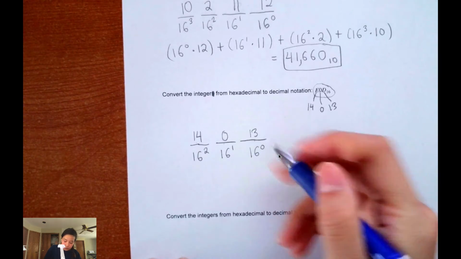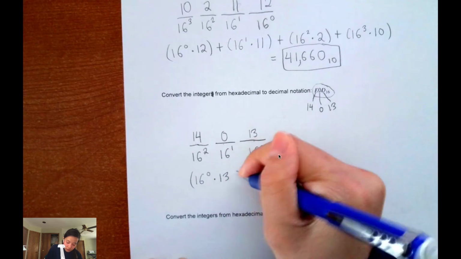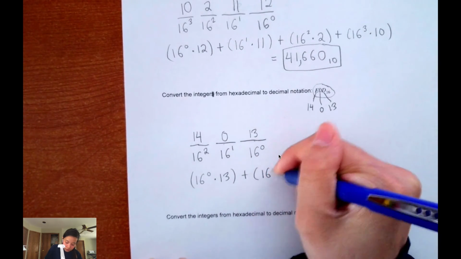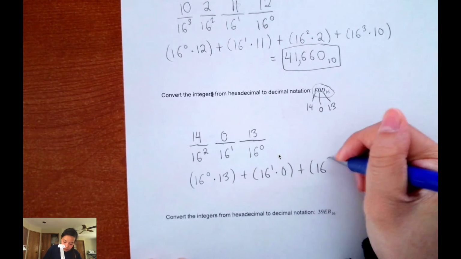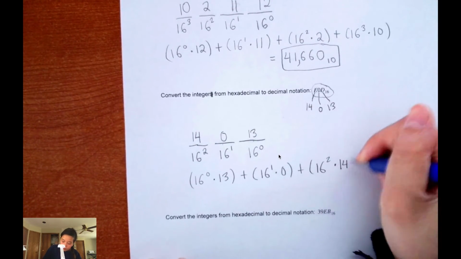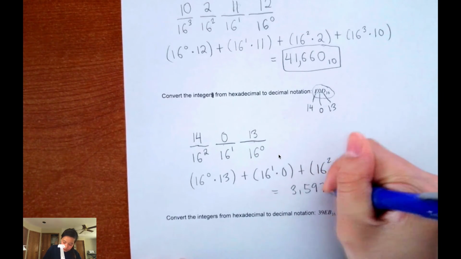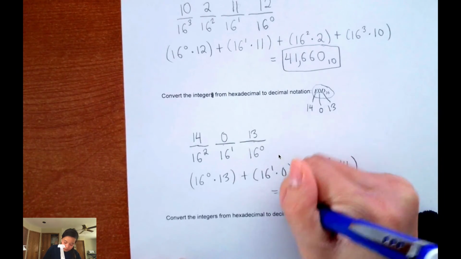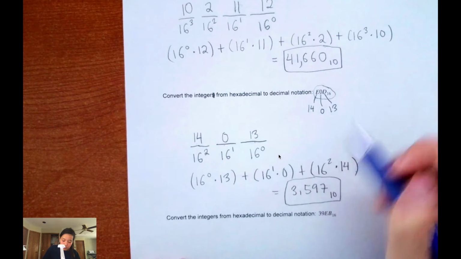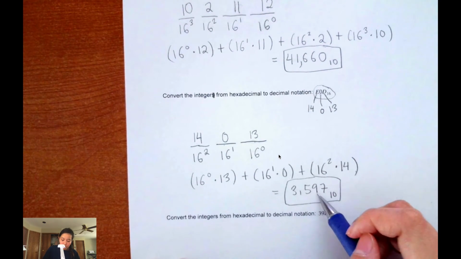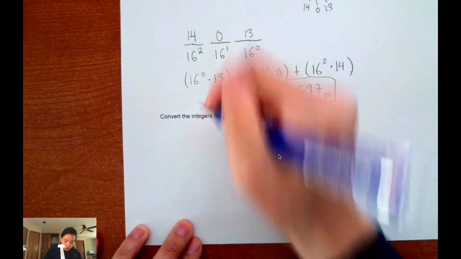And then we're going to multiply 16 to the 0th power times 13. Add that with 16 to the 1st power times 0, plus 16 to the 2nd power times 14. You put that in your calculator, you will get 3,597, and that's in base 10. So E0D in base 16 is equal to 3,597 in base 10.